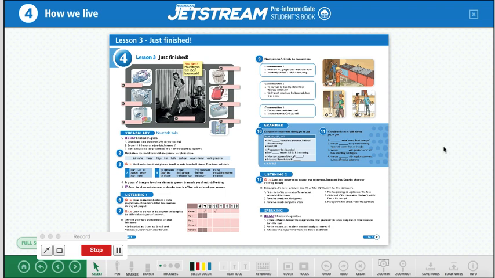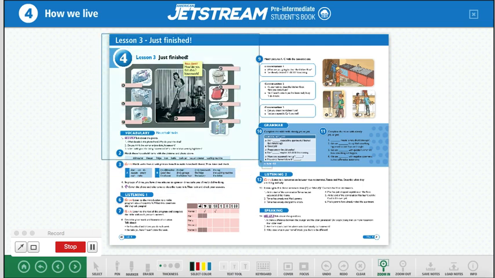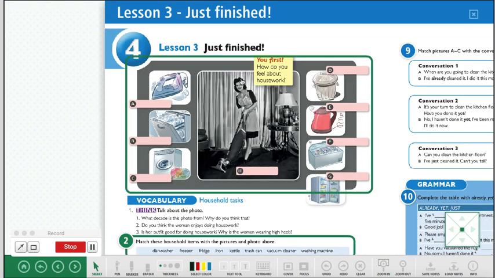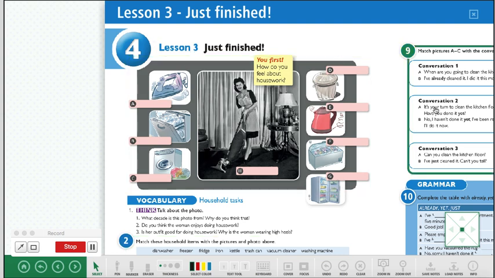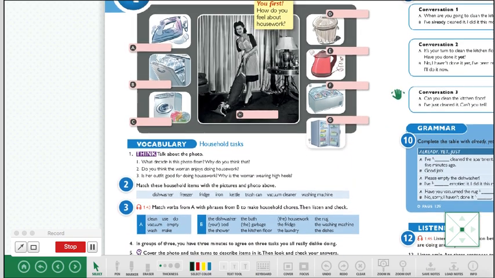See, the last lesson in this unit 4 is called Just Finish. And I promise this is really easy, as lesson 2 and lesson 3 are really easy. Well, let's start. Here we have a drawing. Look at this. This is not really beautiful for women, okay? But this is some vocabulary we have to learn.